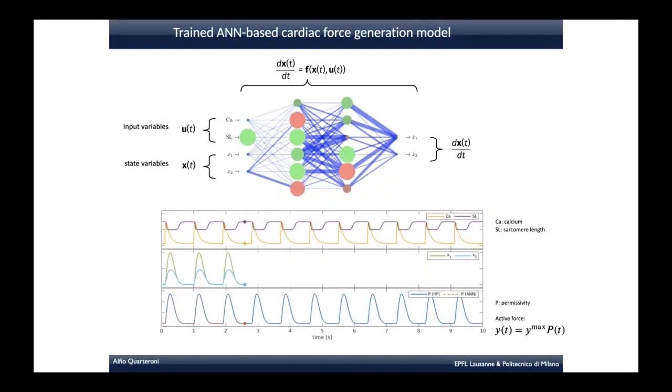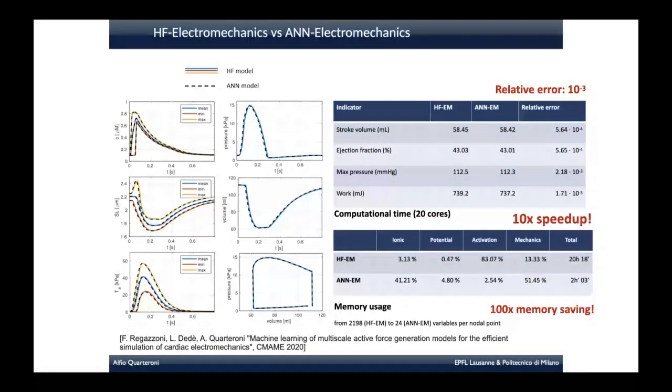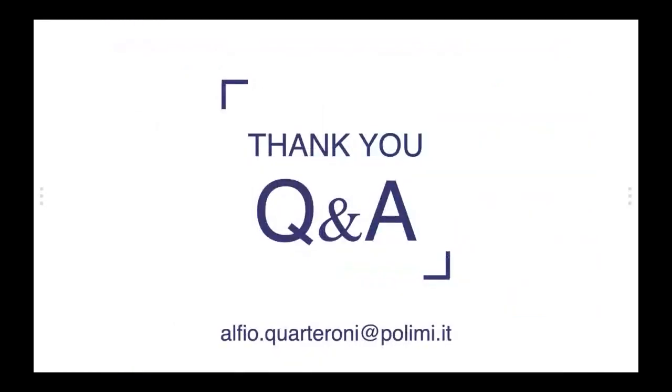And my personal belief is that to have a relative error of 10 to the power minus 3, you have a reduction of the computational time by a factor of 10, so a speed up of 10, and a memory saving of 100. So this is going to be very important in practical applications. So my personal belief is that if you can combine, suitably and in a smart way, physics-based models and data-driven models, like machine learning and artificial neural networks, you will have the key to success.